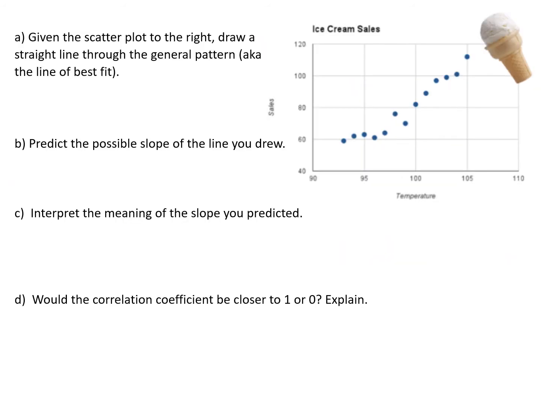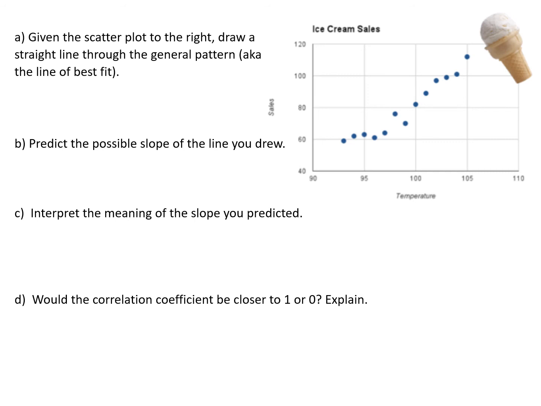Okay, we're going to look at a real-world example. This is a scatter plot of ice cream sales. If you look on the x-axis, it is measuring temperature, and that temperature is ranging from 90 to 110 degrees. And then on our y-axis, it is measuring the number of sales, and that is ranging from 40 up to 120. And I'm going to assume that might be the number of ice cream cones that are sold.